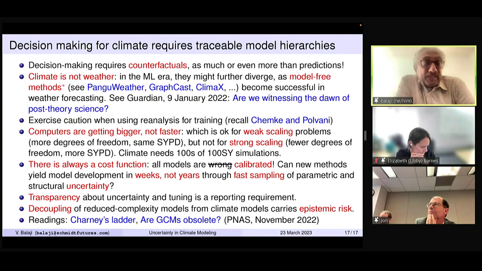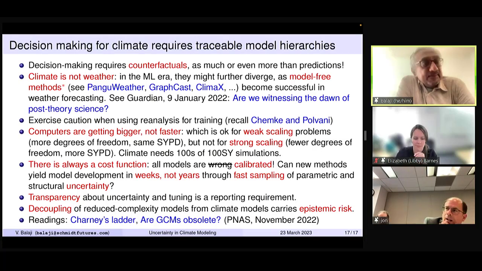It's a much more complex set of decisions. It's done differently. So treating climate as though it's a kind of extended weather problem, I think can lead us down the garden path. So that's kind of where I'm arguing. There may be a divergence where ML makes huge inroads into weather, but those same models when applied to climate may not do as well.